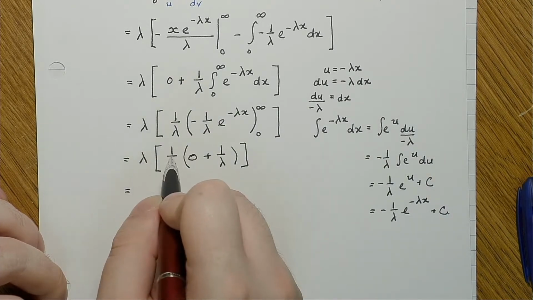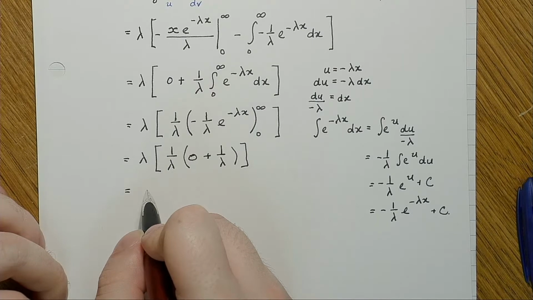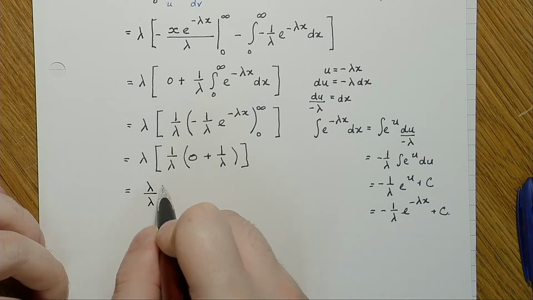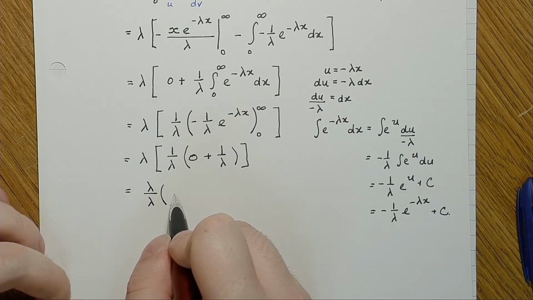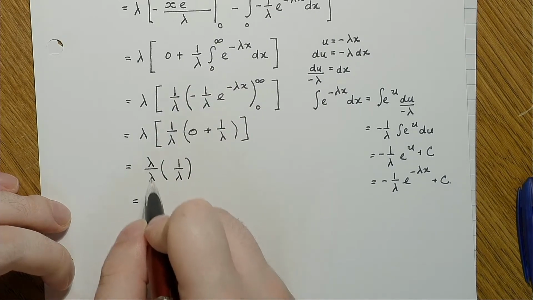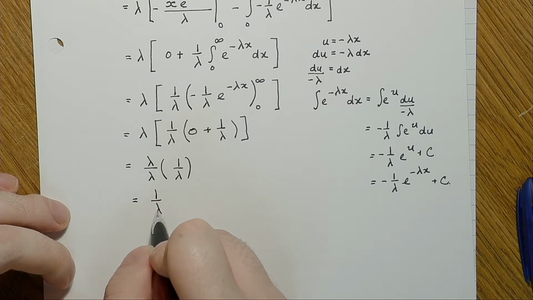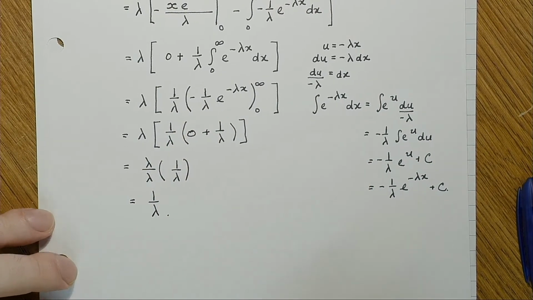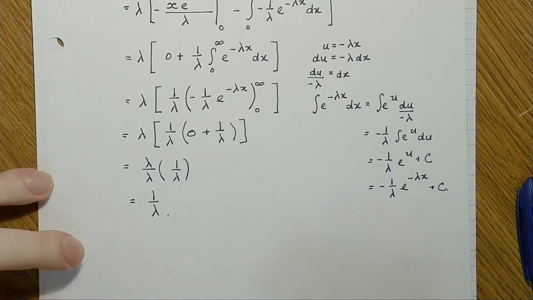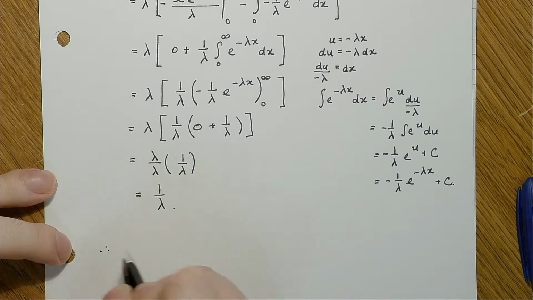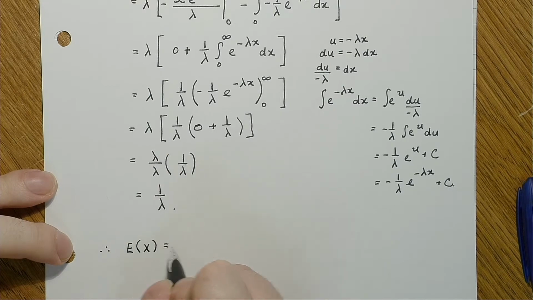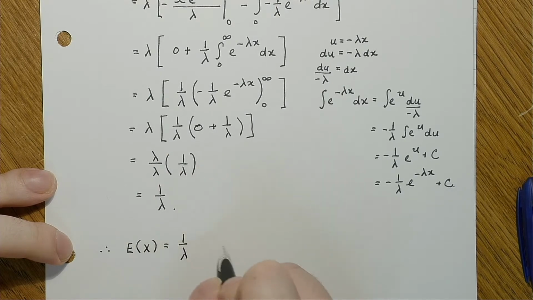And if I distribute this, I get lambda over lambda, so that's 1. Or I just multiply that together and get 1 over lambda. And so that simplifies down to just 1, so I get 1 over lambda. So what we have shown then is that the expected value of the exponential distribution is 1 over lambda, as required.